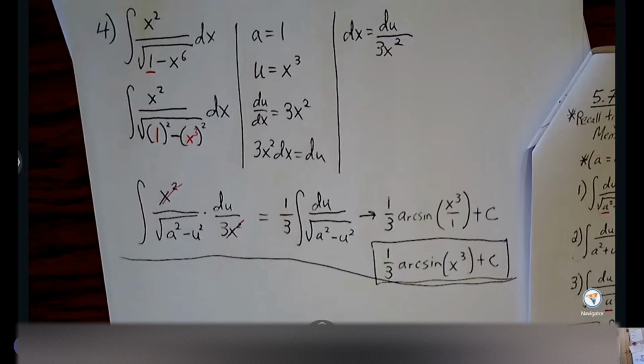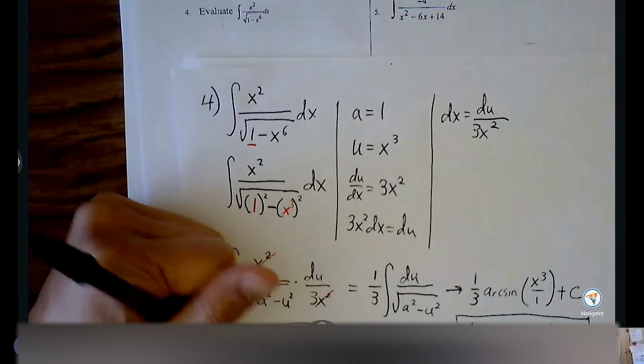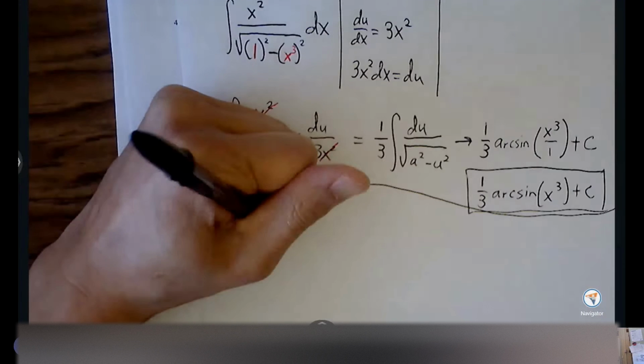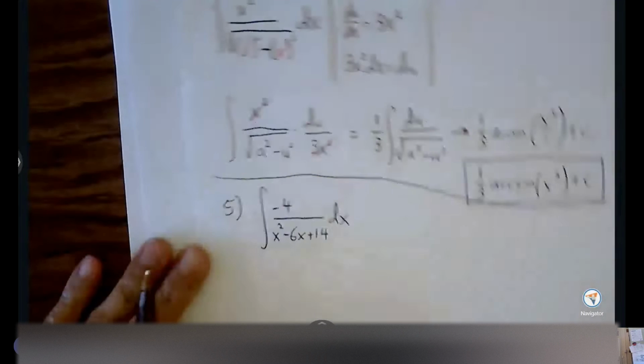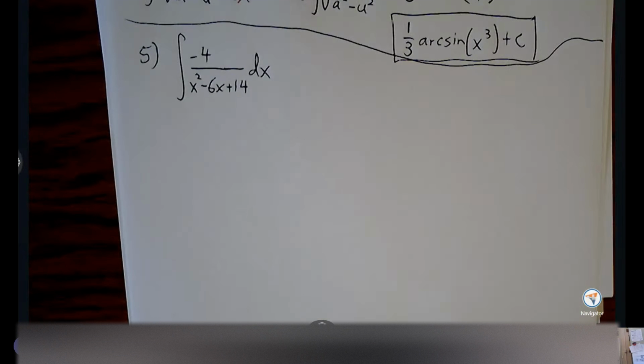Okay, any questions with 4? All right, let's look at number 5. I'll copy this over here as well. Integral of -4 over x squared minus 6x plus 14.